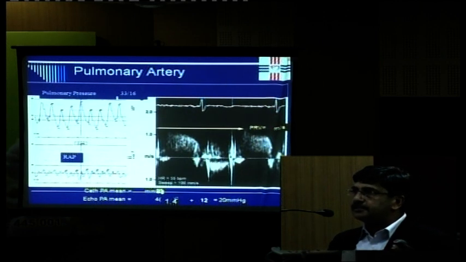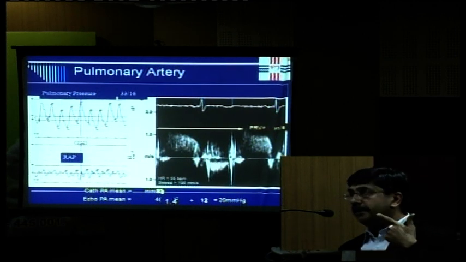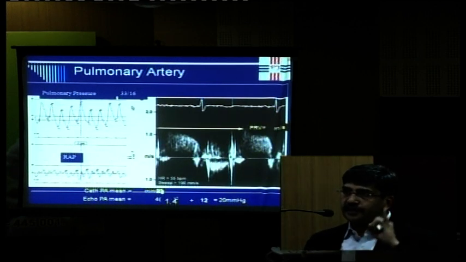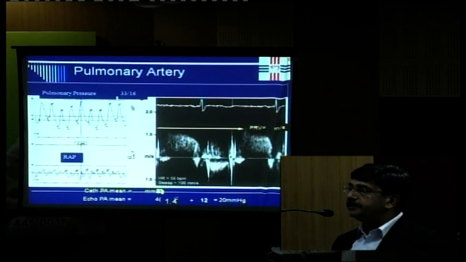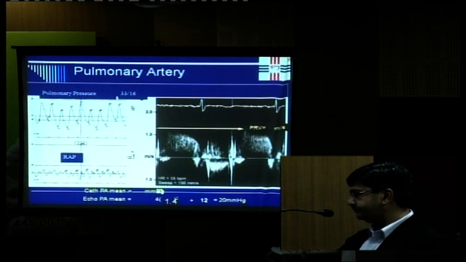So we have pulmonary artery systolic pressure, pulmonary artery diastolic pressure, pulmonary artery mean pressure, right ventricular systolic pressure, right atrial pressure. Right atrial pressure is always mean. So RA mean, RV systolic, pulmonary artery systolic, pulmonary artery diastolic, and pulmonary artery mean. This is it. Let us go further.